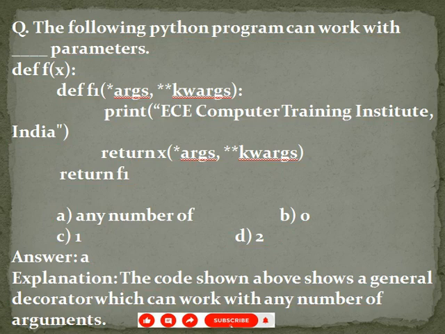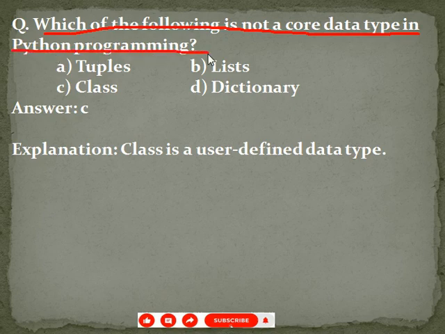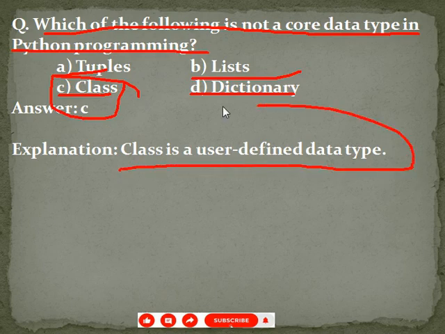Next question. Which of the following is not a core data type in Python programming? Given options are A tuples, B list, C class, D dictionary. Here the correct answer is option C. Class is a user defined data type.